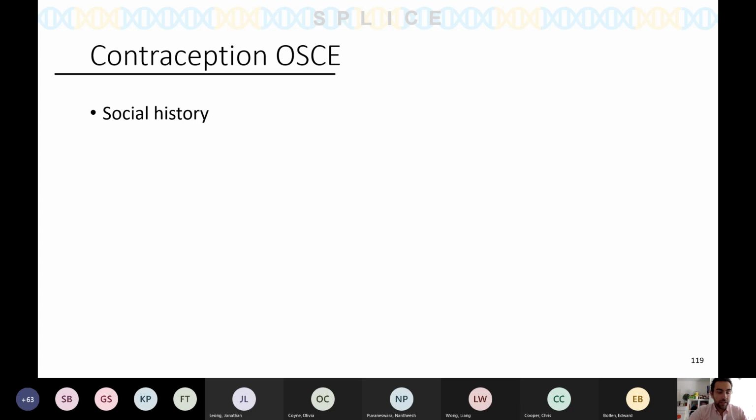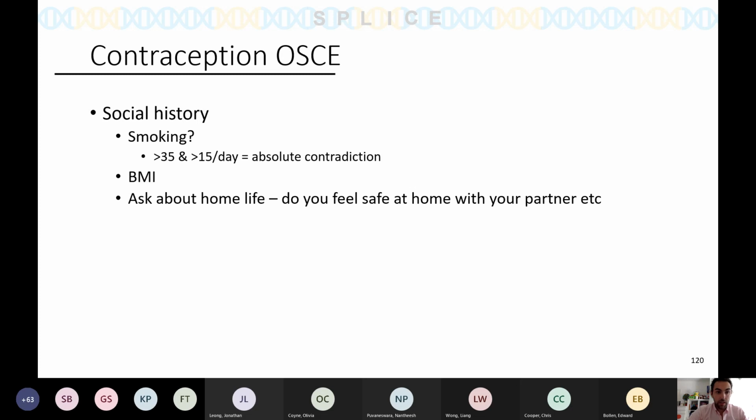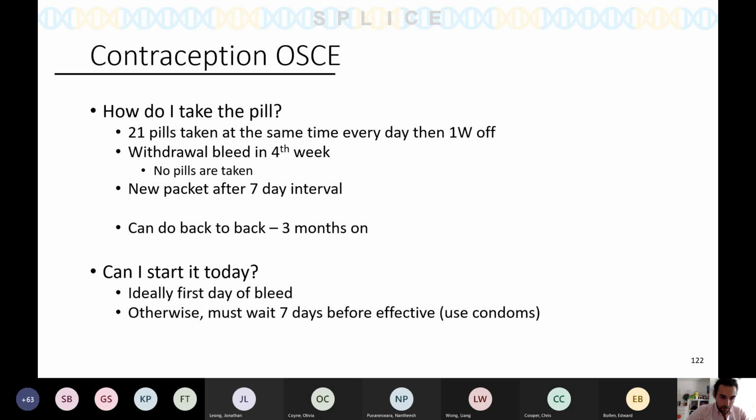So social history, you guys have answered it anyway, but smoking can be an absolute contraindication. BMI as well. And once again, you could fit in asking about home life here and the social side of it. Drug history, we've spoken about already. Perfect. Cool.